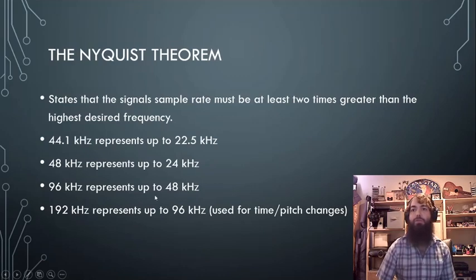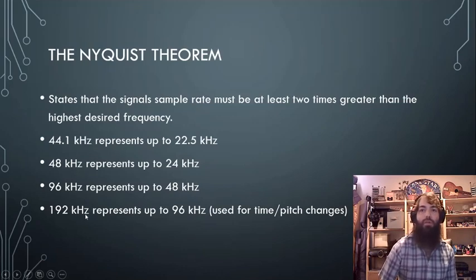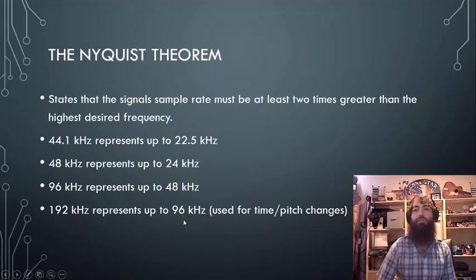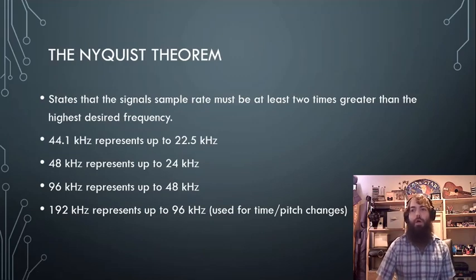96 kilohertz can represent up to 48,000 cycles per second, and 192 kilohertz can represent up to 96,000 cycles per second. Usually, whenever you're doing something with this high of a sample rate, it's because humans don't need to hear this high up, as you can imagine.